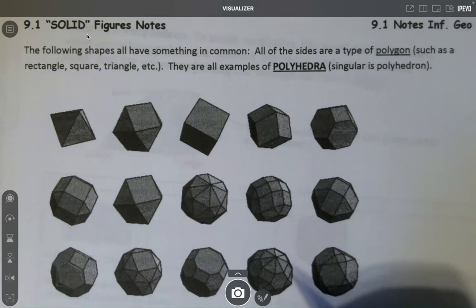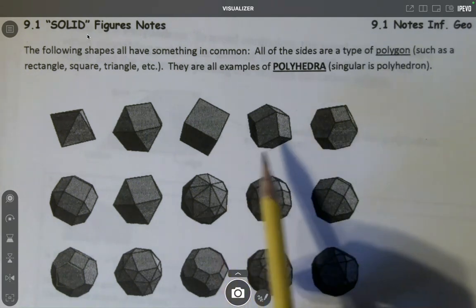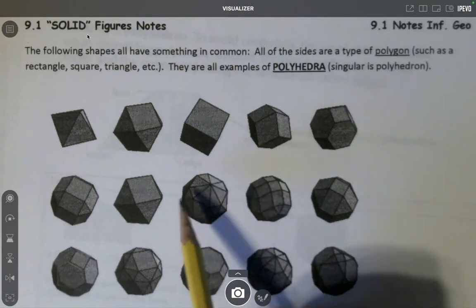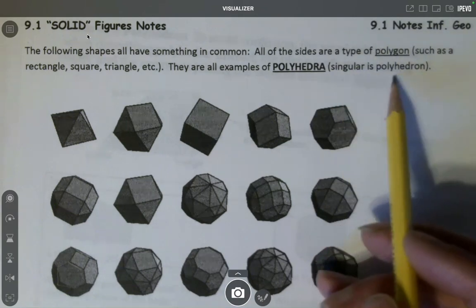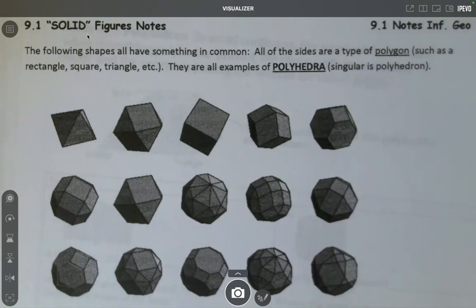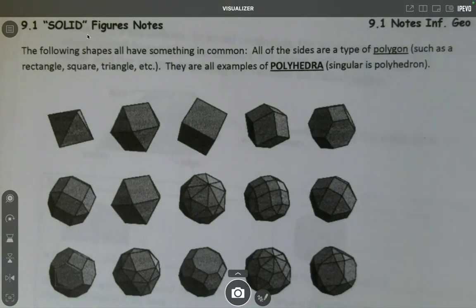So remember, when we're looking at polygons, we're not talking circles, right? When we look at polygons, we mean that we have those straight edges. So these are examples of polyhedra, and the singular is polyhedron. So that's the first picture.